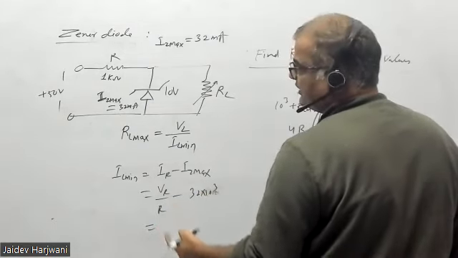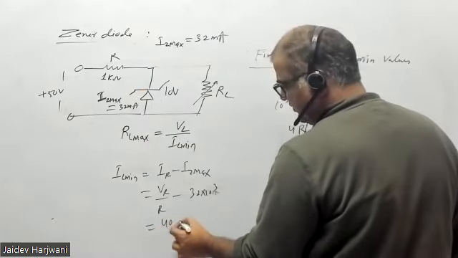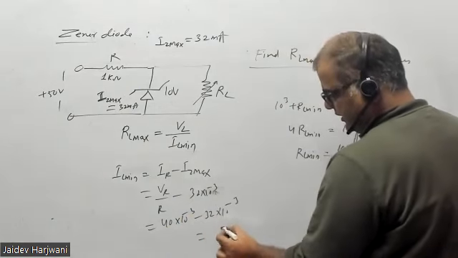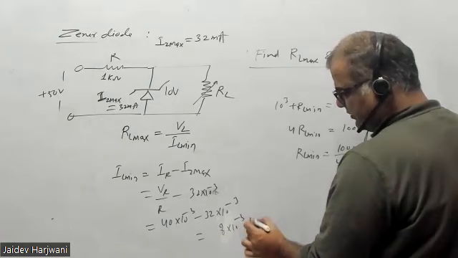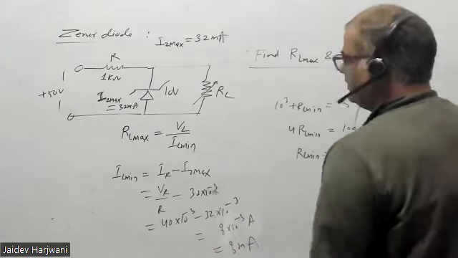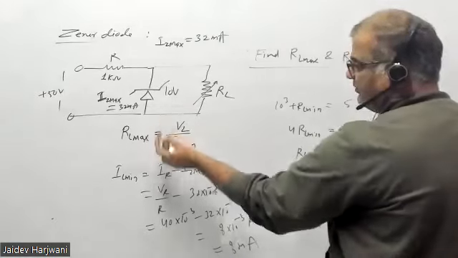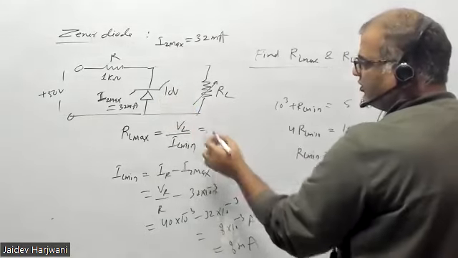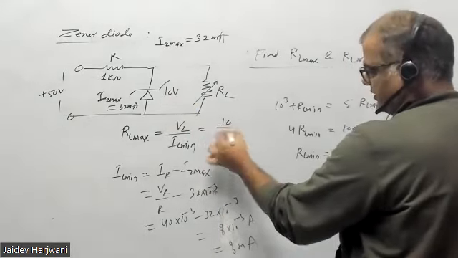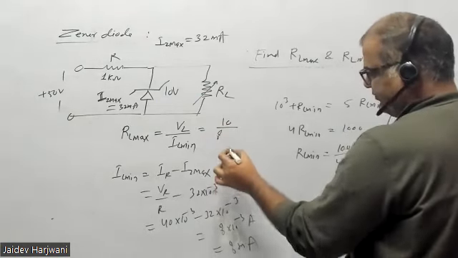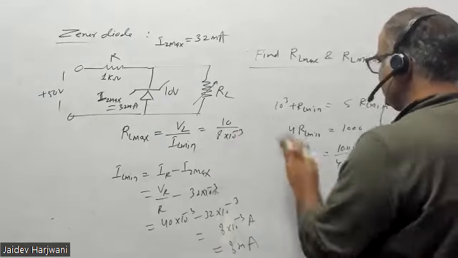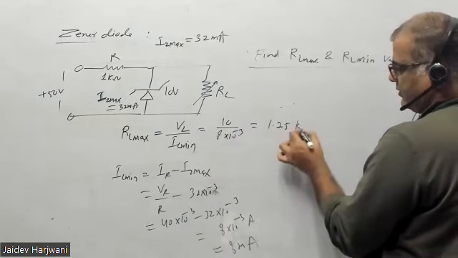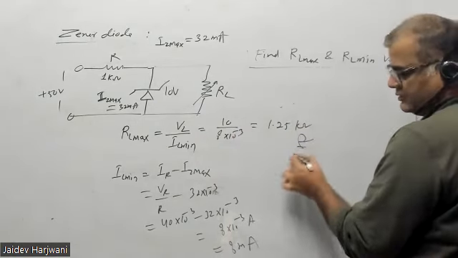And this will become 40 milliampere minus 32 milliampere, that is 8 milliampere, 10 to the minus 3 ampere. Now RL max, because it is on max, you have to assume the zener is on. VL equal to VZ, that is 10 upon 8 milliampere. How much is coming? 1.25 kilo ohm. Simple.